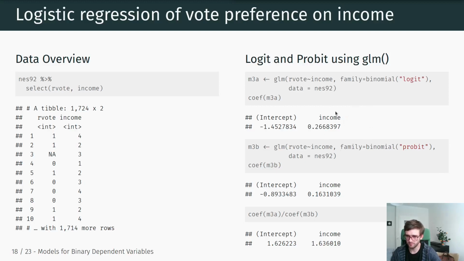But essentially, you can now do a lot of the things that we do in Stan using the GLM functions as well. Okay.